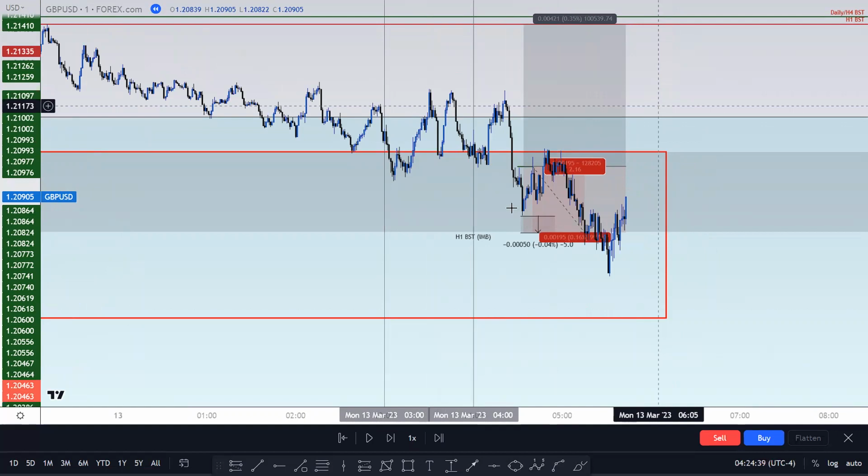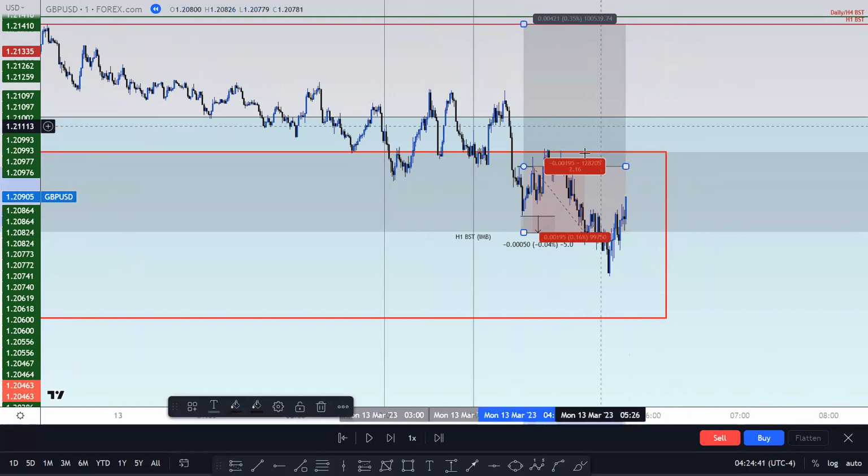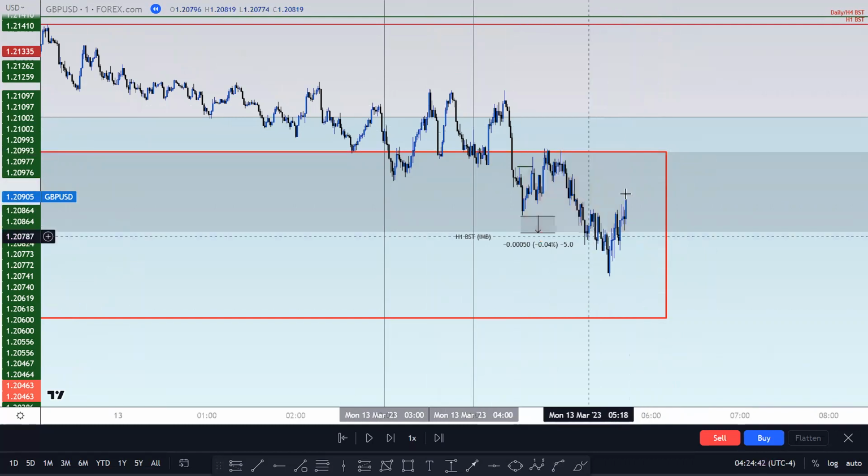If that fails, the last thing you want to be doing is re-entering every time price breaks market structure on the 1 minute within the order block. Because you will get situations like this quite a few times where it looks like, oh, price came down, broke structure again, and you re-enter and then get stopped out. No, you don't want to do that.